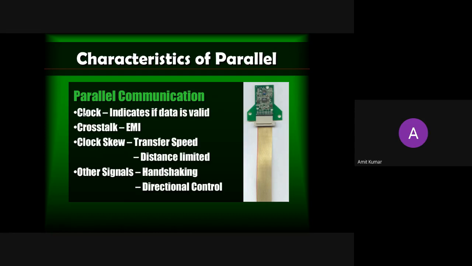So mostly, if you are having a memory or RAM, that is DDR, which means double data rate. Double data rate will always sample at both of the edges. So the first data will be latched at the positive edge and the second data will be latched at the negative edge of your clock cycle. That's why today's RAM is called DDR, double data rate. So that is also using parallel communication.